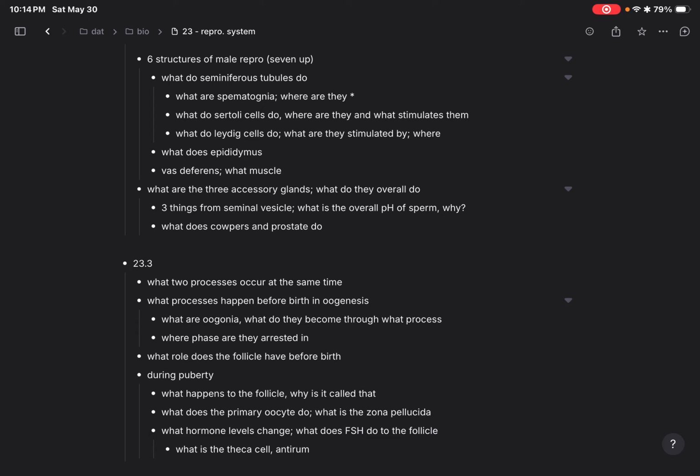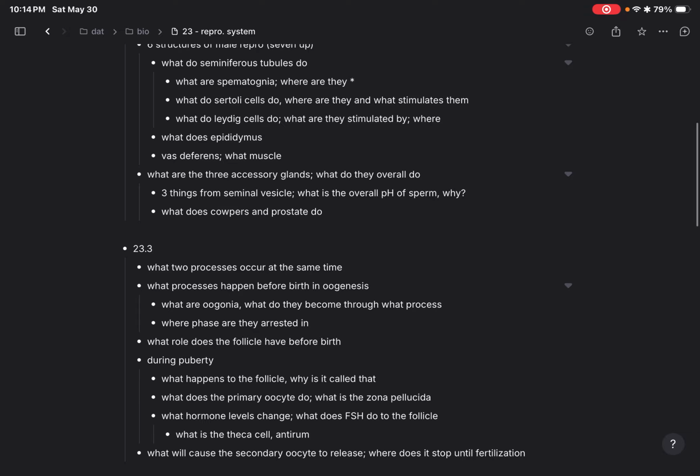So what do Sertoli cells do? I like to think Sertoli sounds like serve. So they serve the sperm, like they help them mature. They nurture them and help them develop. Where are they and what stimulates them? They're located within the seminiferous tubules. The Sertoli cells are stimulated by follicle stimulating hormone. Leydig cells are stimulated by luteinizing hormone, and they are in between the seminiferous tubules.